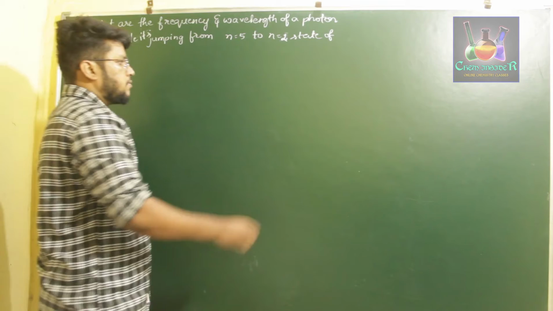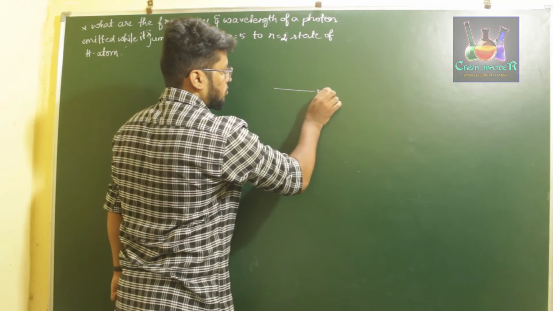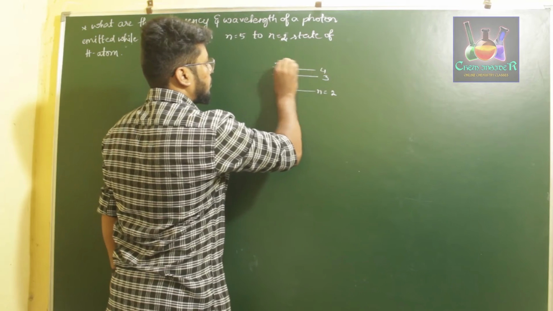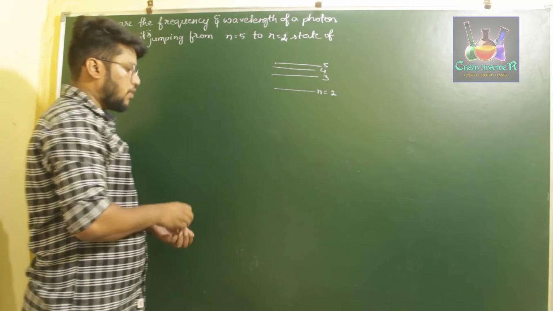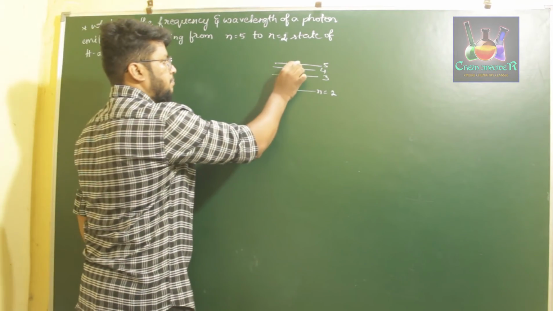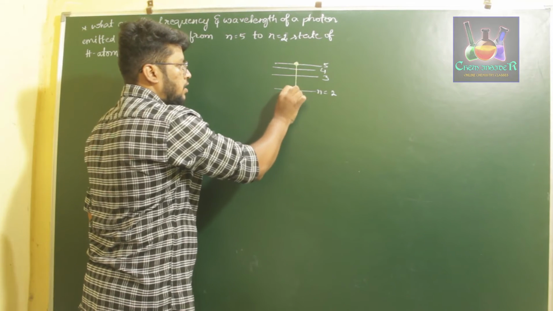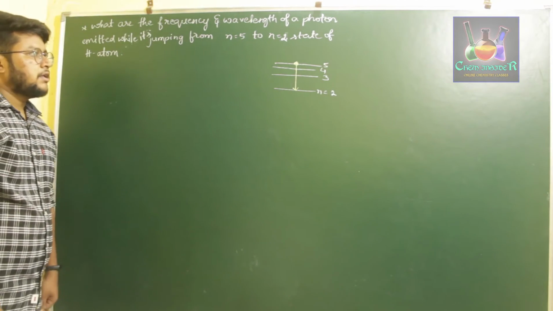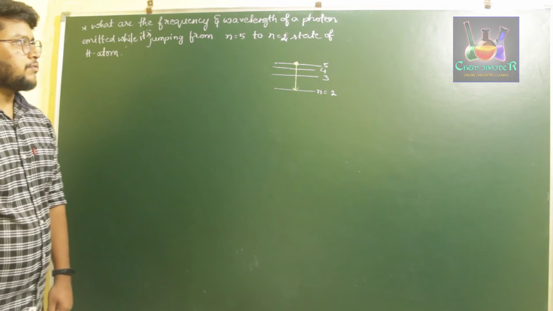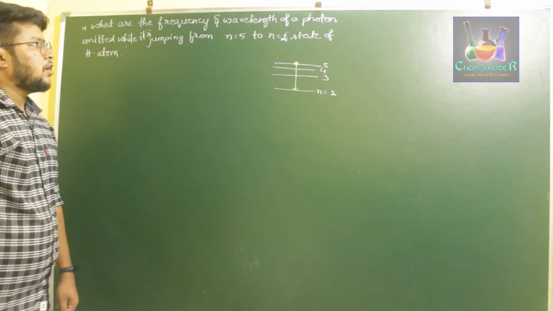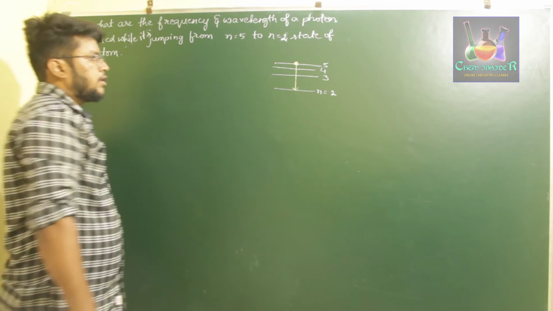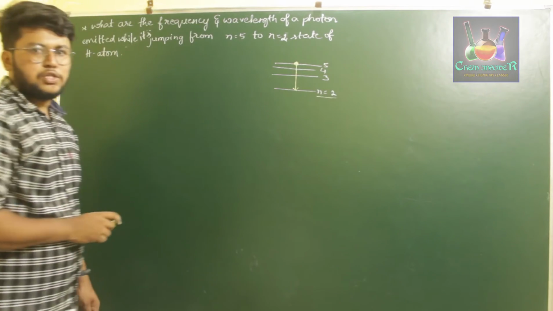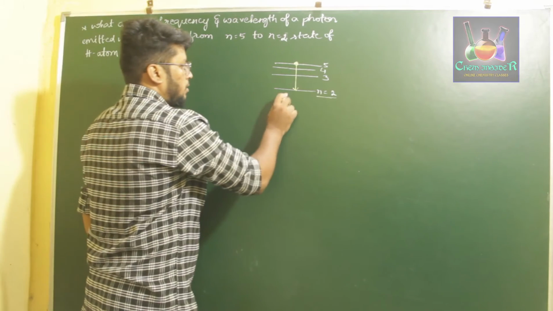If you consider this as n is equal to 2, and this is 3, 4 and 5, now we have a photon which is jumping from n is equal to 5 state to n is equal to 2. They have asked us to determine the wavelength and frequency of the emitted radiation of the photon. If you observe here, they have given us the final line of the spectrum as 2. So therefore it clearly is from the Balmer series.